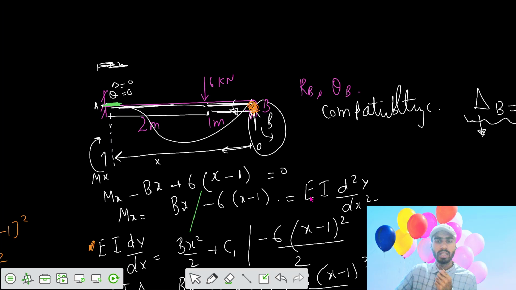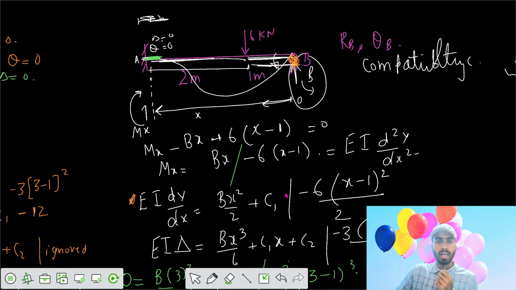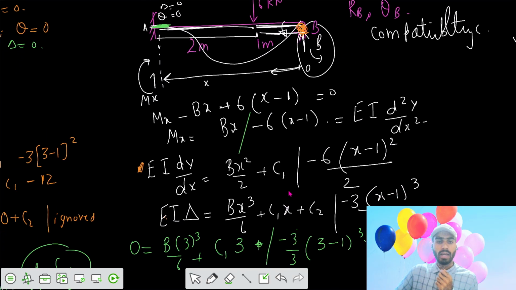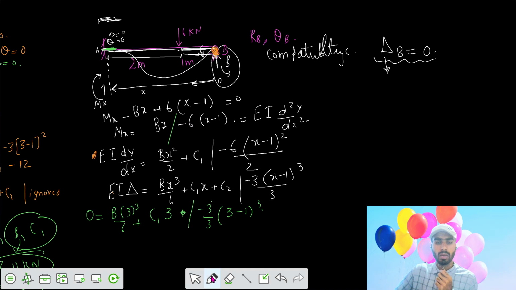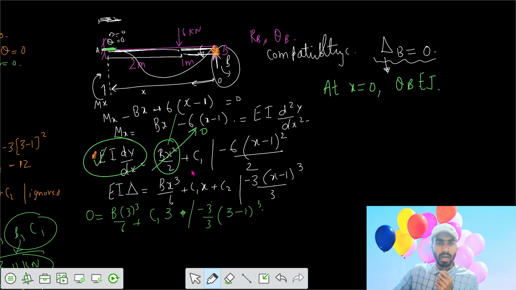Now we have to get theta b. Theta b is at x equals 0. So we can write at x equals 0, we have theta b into EI. Now we have to write x equals 0, and c1, we got the value of c1. c1 was equal to minus 2.